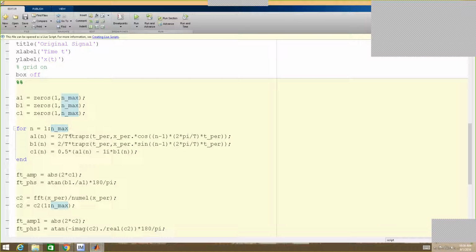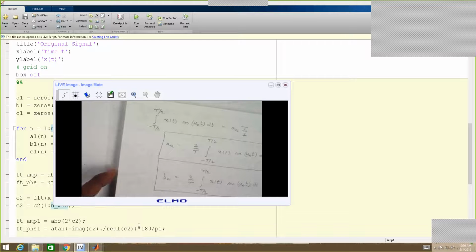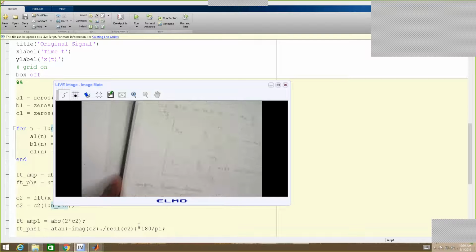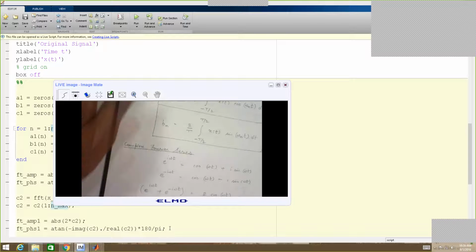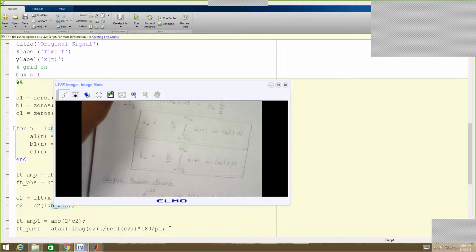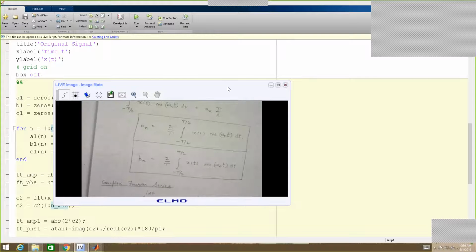Okay, so again, if we go back to your notes and look, we saw that our expression for an and bn is... okay. Let me try to put this together.